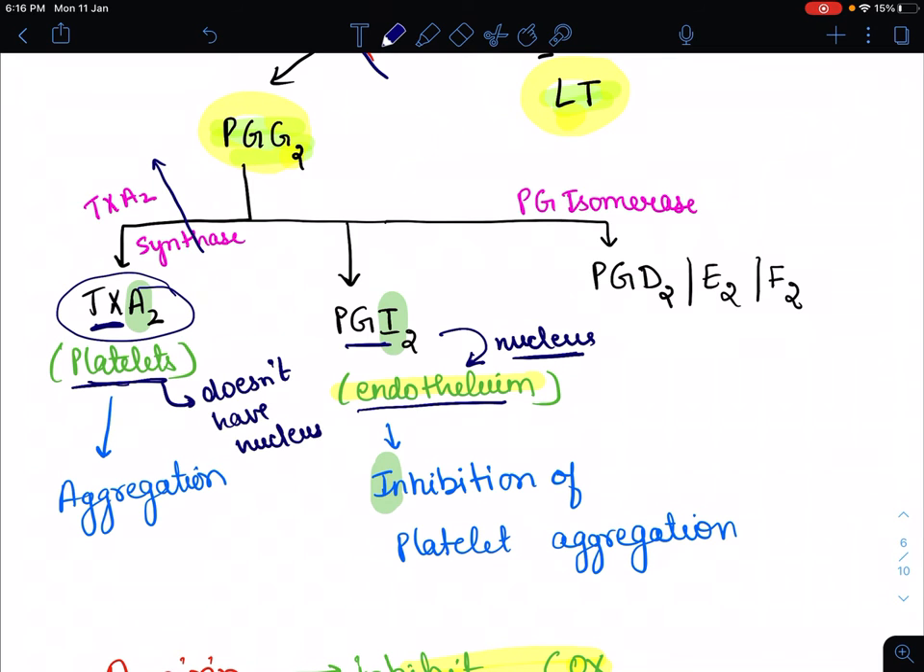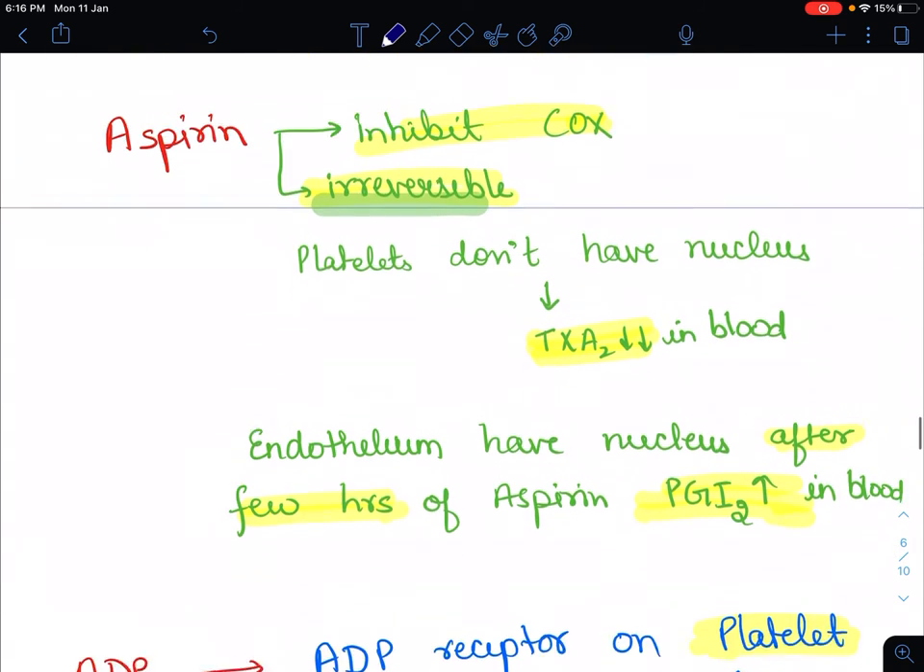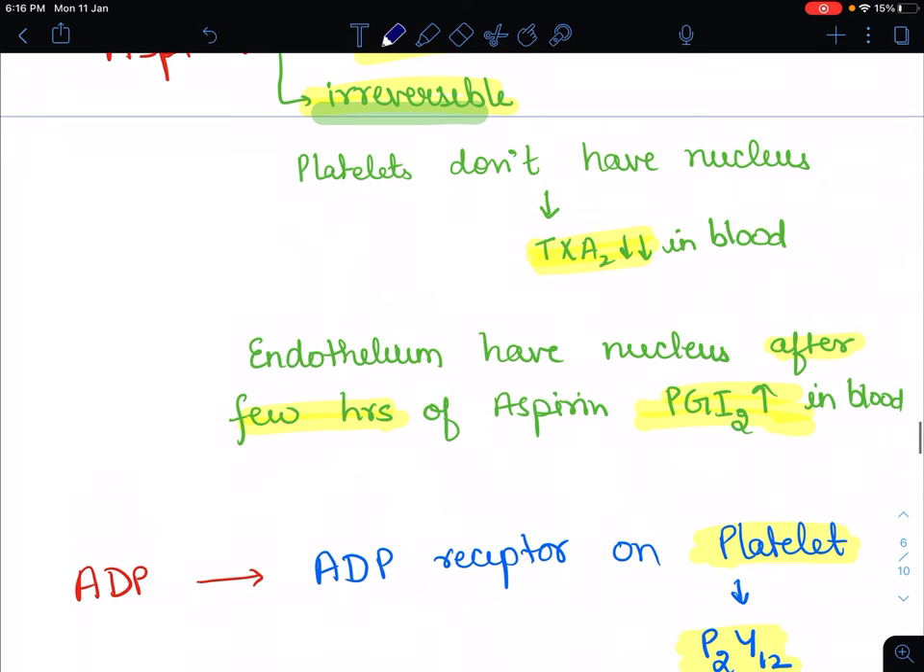So it means that thromboxane A2 will decrease, and after some time the prostacyclin level again increases due to regeneration of prostacyclin. So here I am writing: platelets don't have a nucleus, so thromboxane A2 decreases in the blood, and endothelium has a nucleus, so after a few hours prostacyclin increases in the blood.